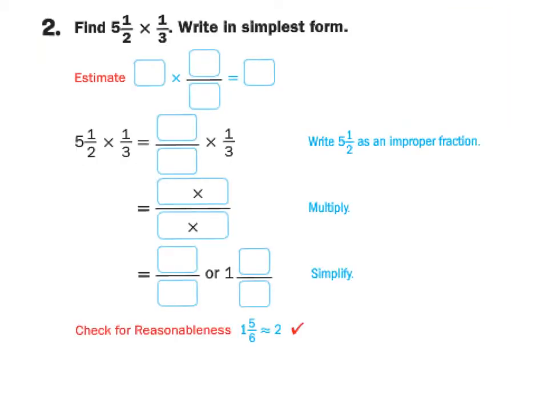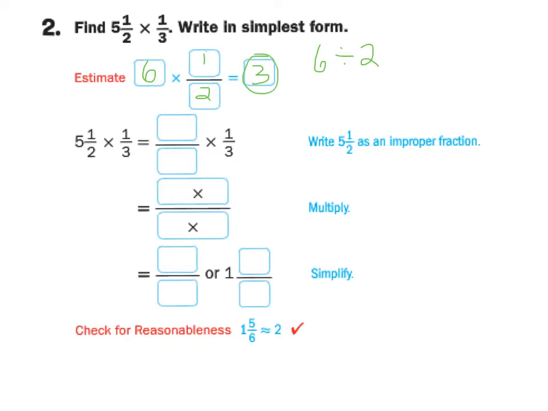On this next example, they want us to start with estimating. 5 1/2 is about 6 whole things, and 1/3 is about 1/2. So 6 times 1/2 is like saying 6 divided by 2, so that gives us 3, because I only need one group. So starting here, I know my answer should be about 3.